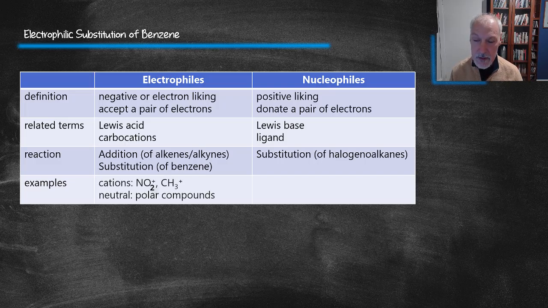Examples of electrophiles would include things like our nitronium ion or the methyl radical. Polar compounds are also good electrophiles. In the case of nucleophiles, we have hydroxide and cyanide, and neutral compounds such as ammonia or water.